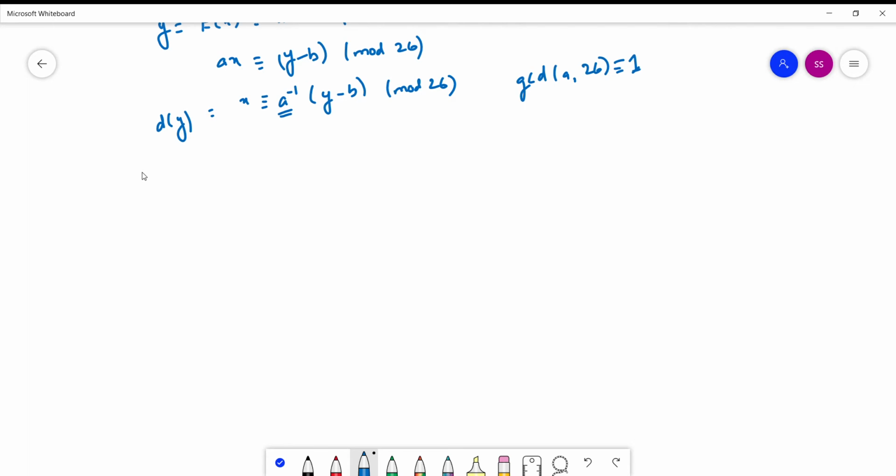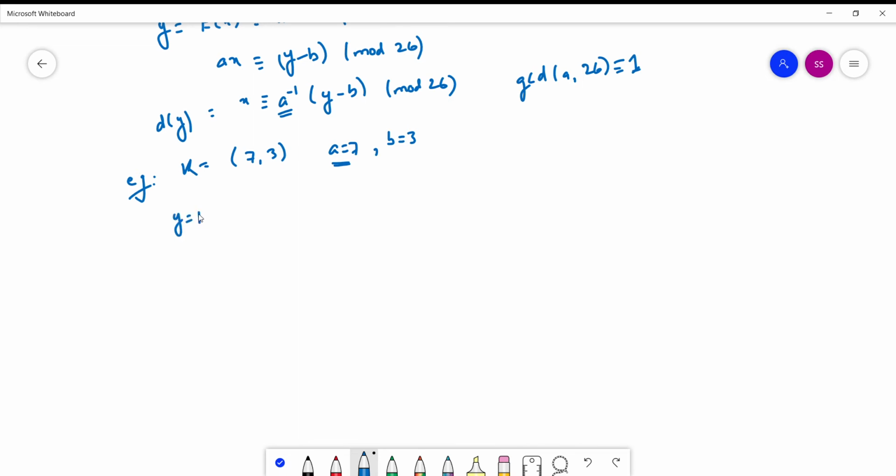So let's say my key is 7 comma 3. So here 7 comma 3 means a is 7 and b is 3. The first thing we have to check is whether a is co-prime with 26. Here a is co-prime with 26 because they don't have any common factor. So we can proceed. Now the encryption function.